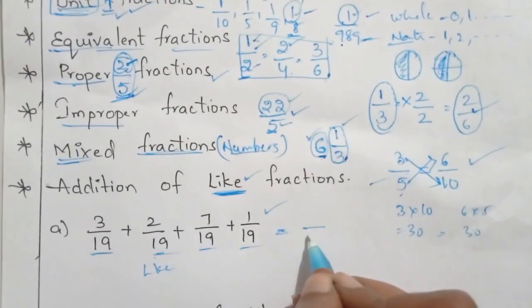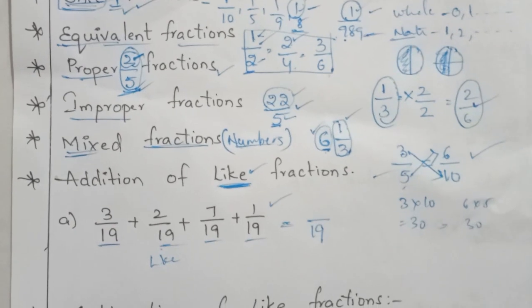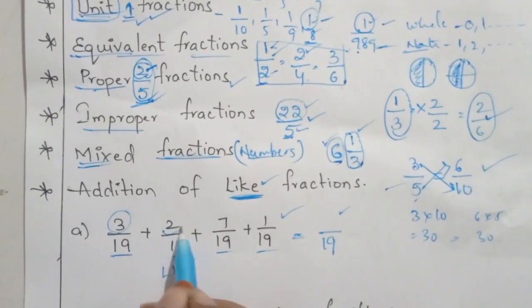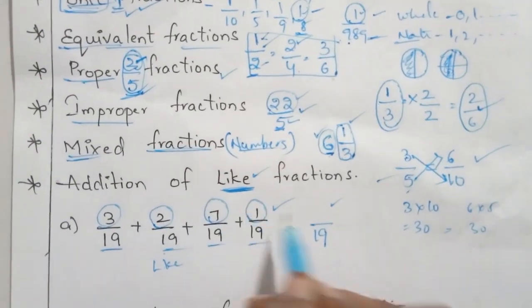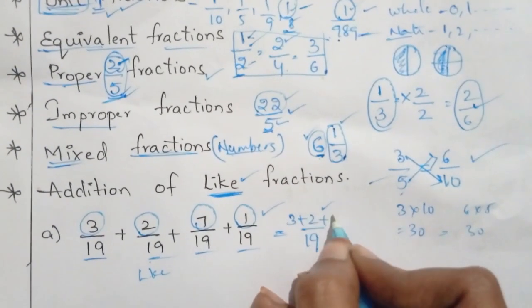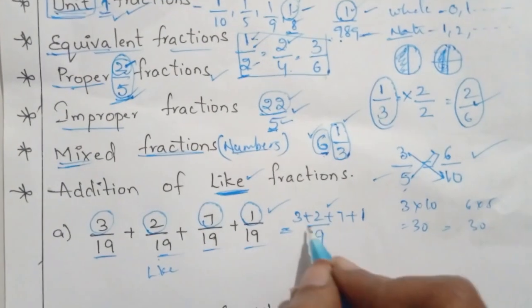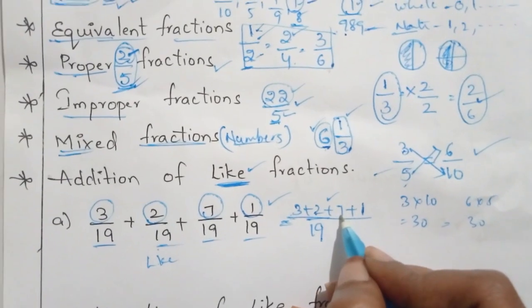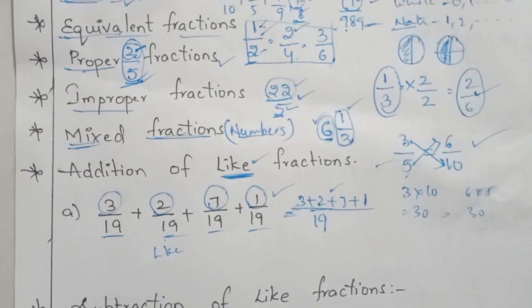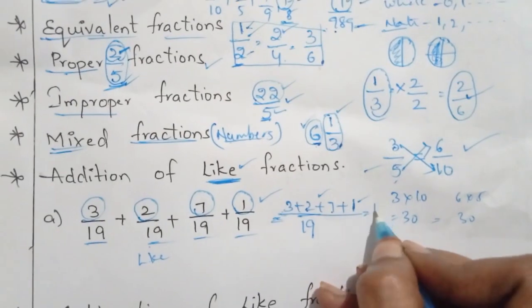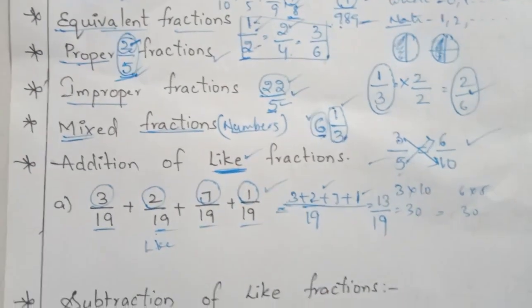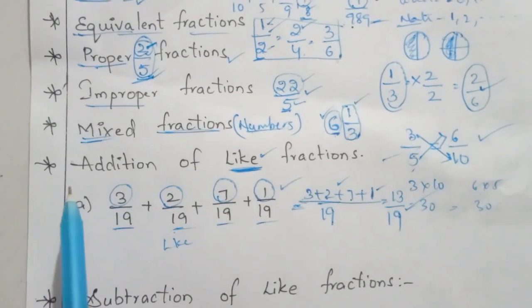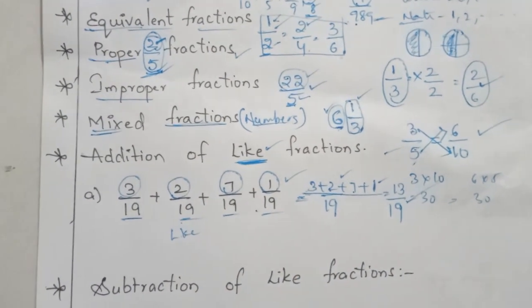Here 19 is there, so we write 19 only as the denominator. Then what do we do to get the answer? All the numbers in the numerators: 3 plus 2 plus 7 plus 1. That means 3 plus 2 is 5, 5 plus 7 is 12, 12 plus 1 is 13. So 13 by 19. This is the addition of like fractions, where you will add all the numerators and you will write the common denominator.